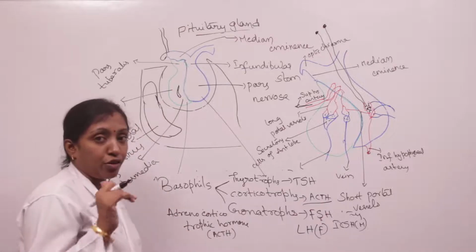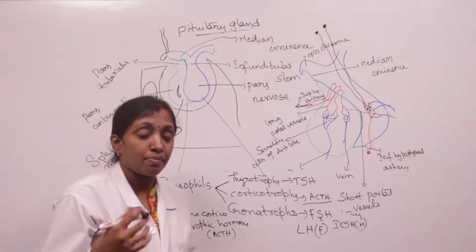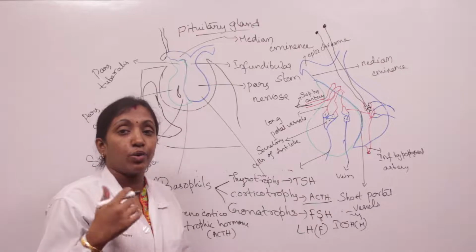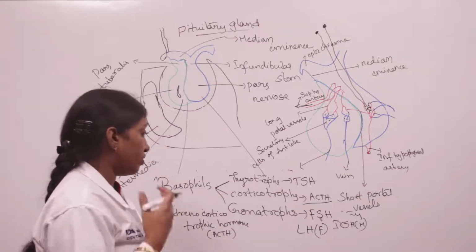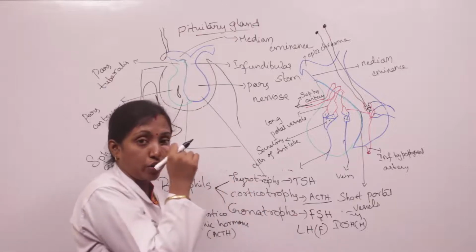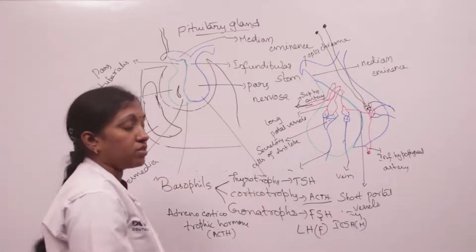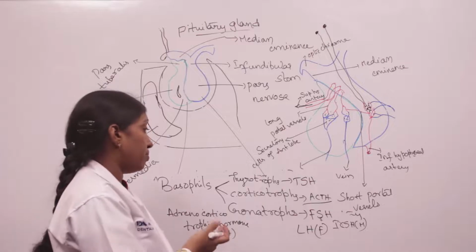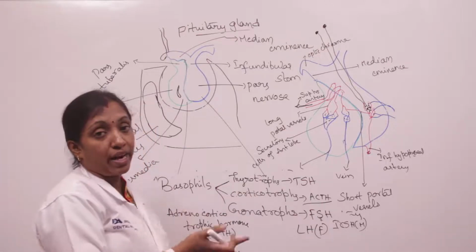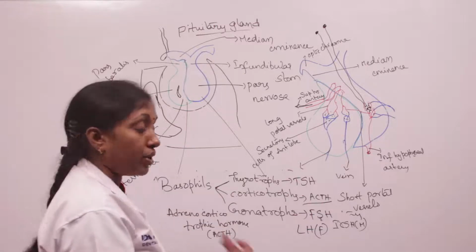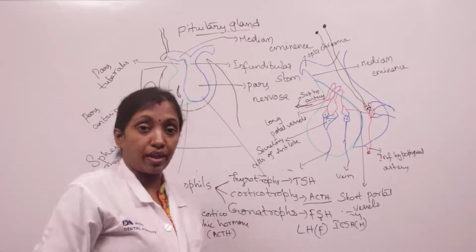So acidophil cells are of two types. One is somatotrophs and one is mammotrophs. These somatotrophs secrete growth hormone, and the mammotrophs secrete prolactin hormone. And basophil cells are of three types: thyrotrophs, corticotrophs, and gonadotrophs. The thyrotrophs secrete thyroid stimulating hormone, corticotrophs ACTH, and gonadotrophs secrete follicle stimulating hormone, luteinizing hormone, and interstitial cell stimulating hormone in males.